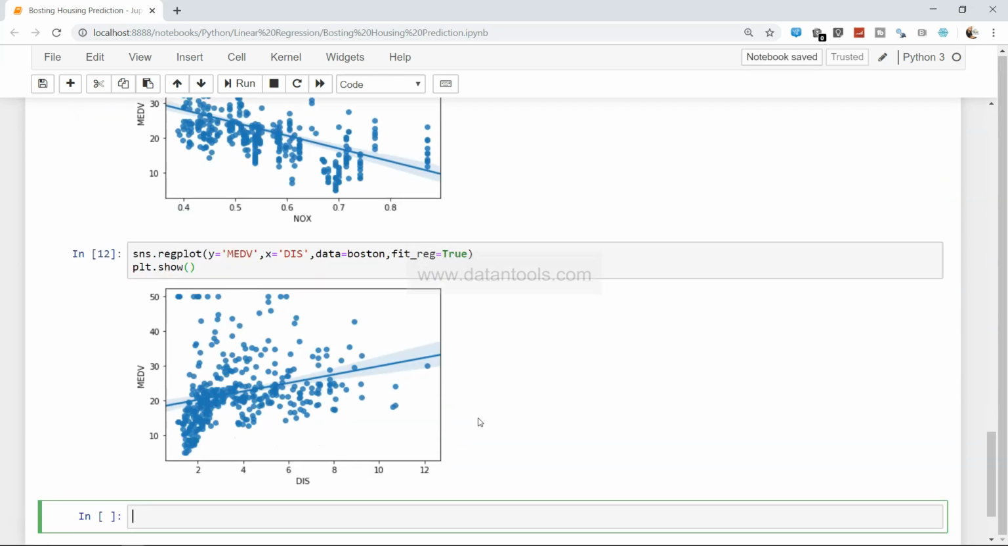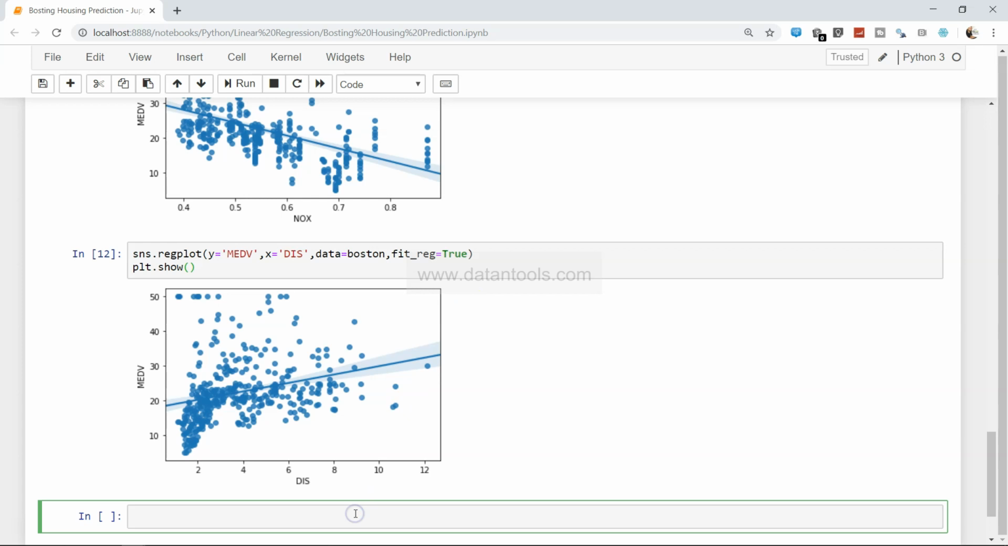All right, so as expected, if the distance is a bit high, there is a positive correlation. So all of these are basically showing you what sort of relationship each of these variables has.